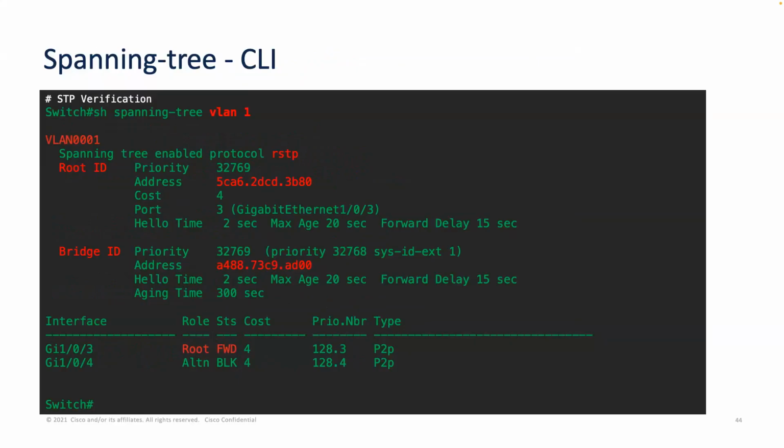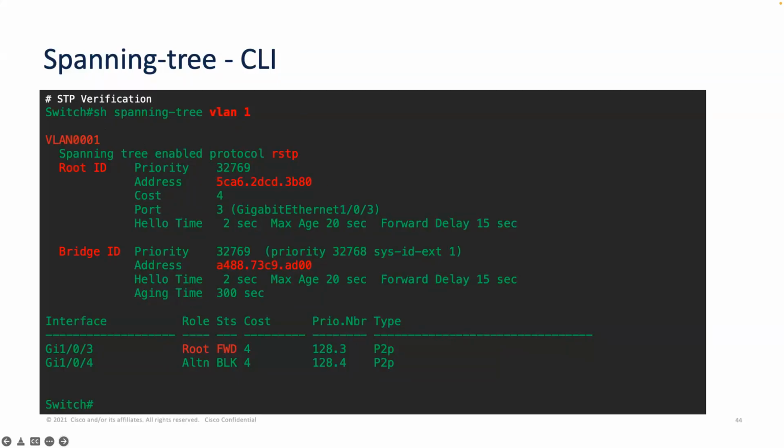Come to the verification of spanning tree. You may see the spanning tree is running on a per VLAN basis. From this sample, you can see this. Of course, I use this command with the VLAN 1 keyword, but if you do the command show spanning tree, you might find a lot of instances, one for each VLAN we have on the switch.